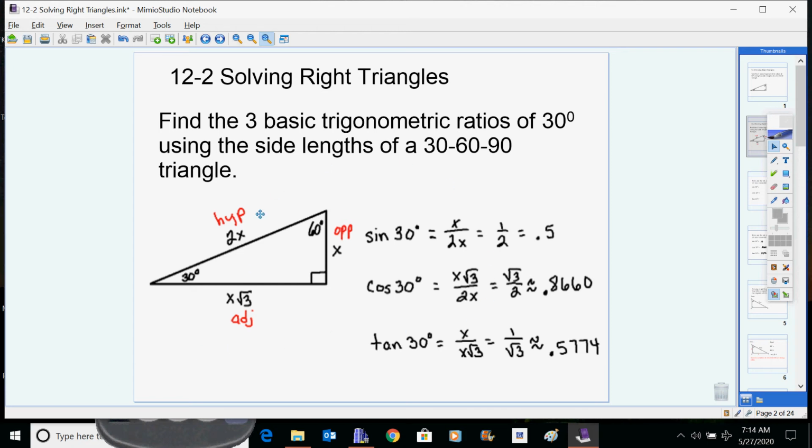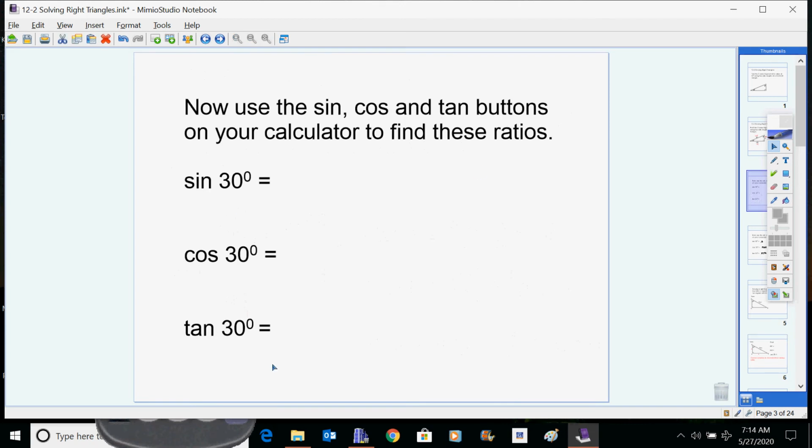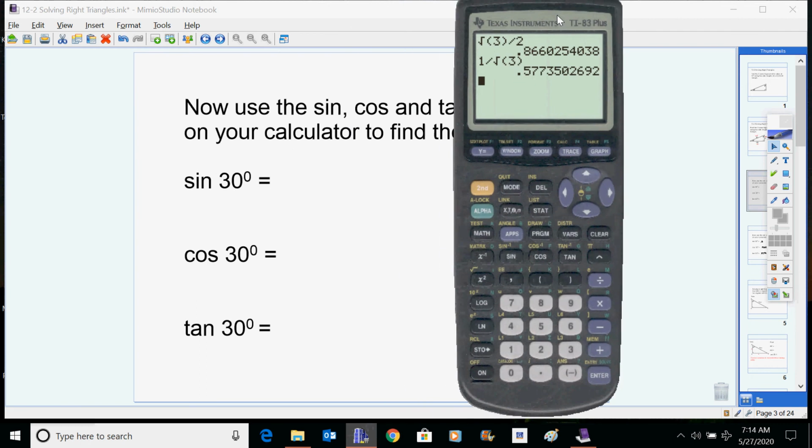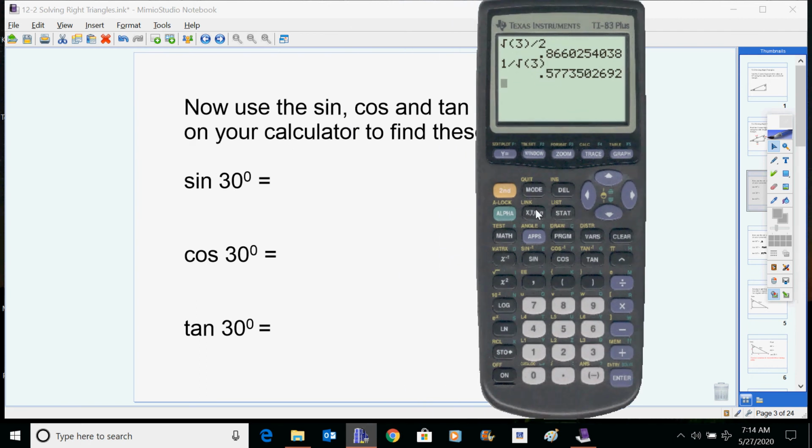So you can find them sometimes almost by hand, but we're also getting used to using the sine, the cosine, and the tangent buttons on your calculator. So another way of finding them is to use your sine, cosine, and tangent buttons. Now we know what values we're expecting.